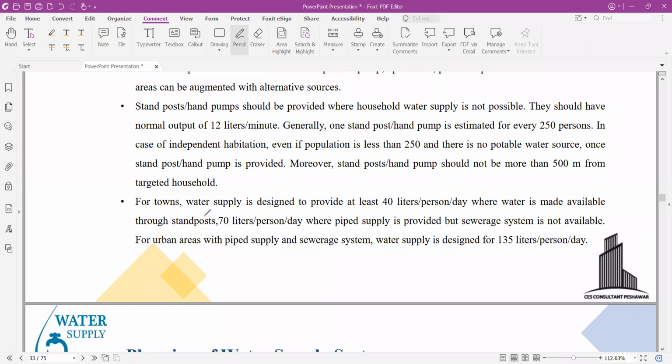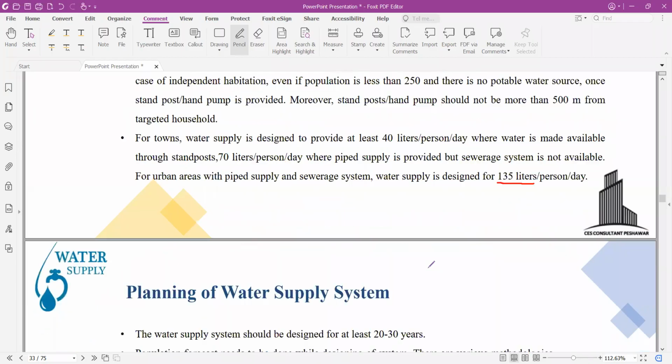If you want to design a water supply system, for example for an urban area where a sewerage system is also provided, then the water supply demand should be considered as 135 liters per person per day.